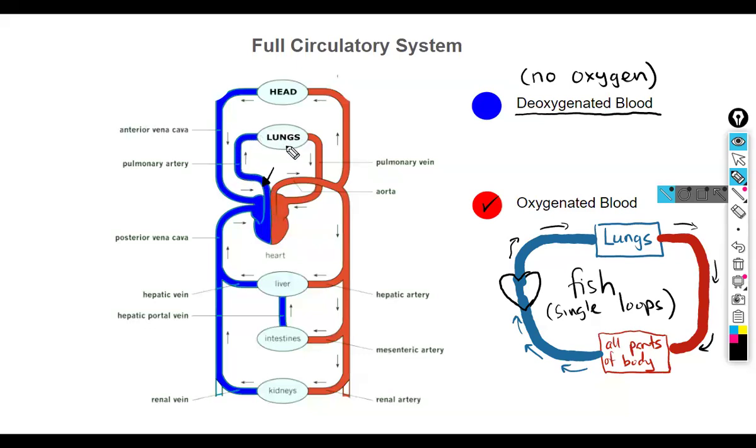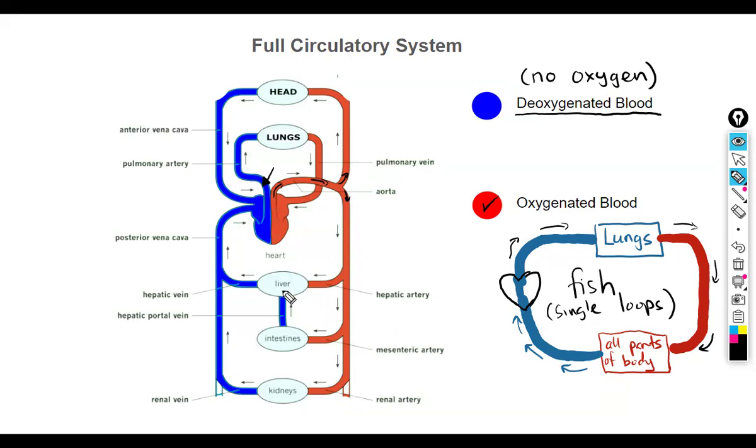It fills up on oxygen, but instead of delivering it to the rest of the body, it sends it back to the heart. And when the heart receives the oxygenated blood, the red one, it pumps it back out. So it kind of re-pumps it out. And only then it goes to the rest of the body. Right? So the rest of the body is like the head, the liver, the intestines.